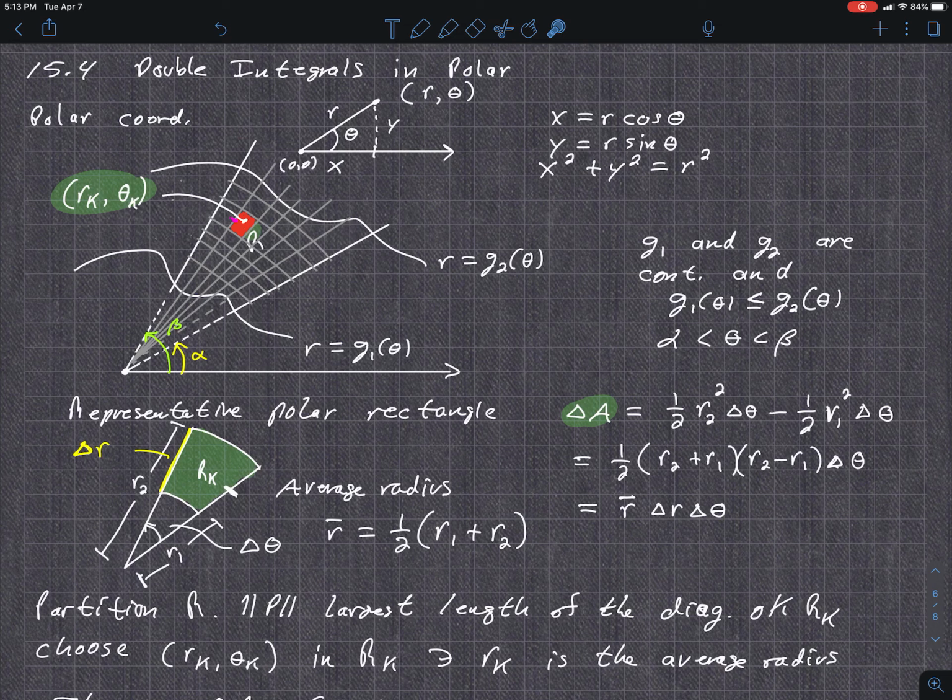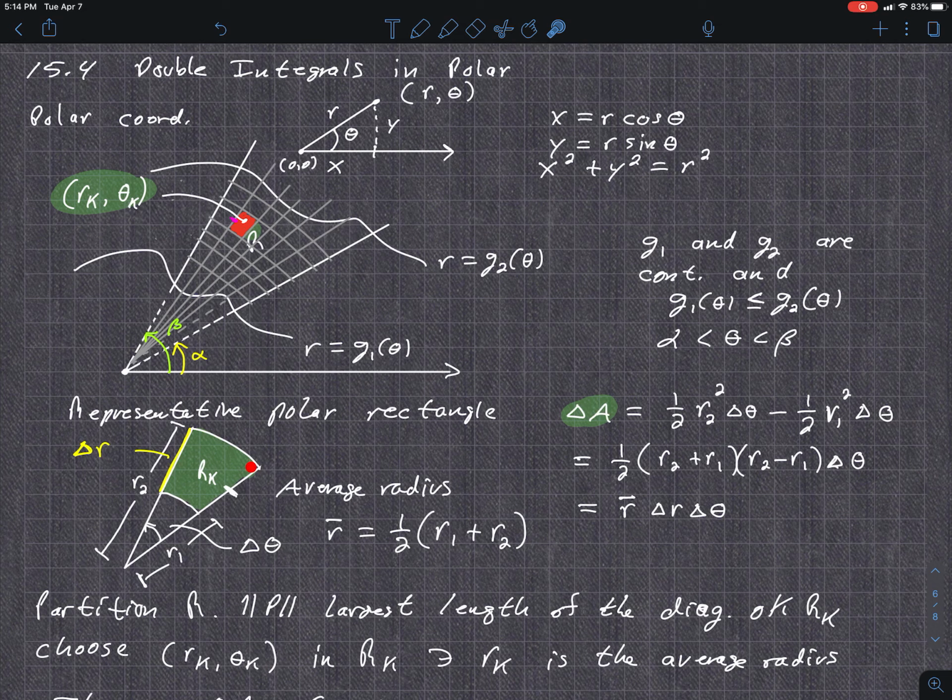And then we have what's called the average radius. The average is basically the sum of these two over 2. So that's the average radius, which would be right about here. We're going to call that r bar. So the average radius is one half the sum of r1 and r2, essentially. Keep that in mind for now.